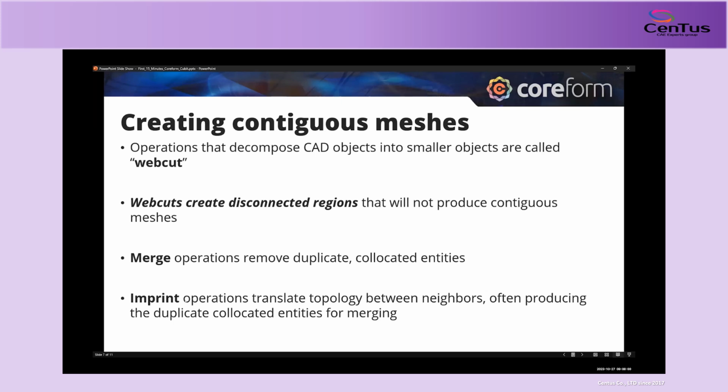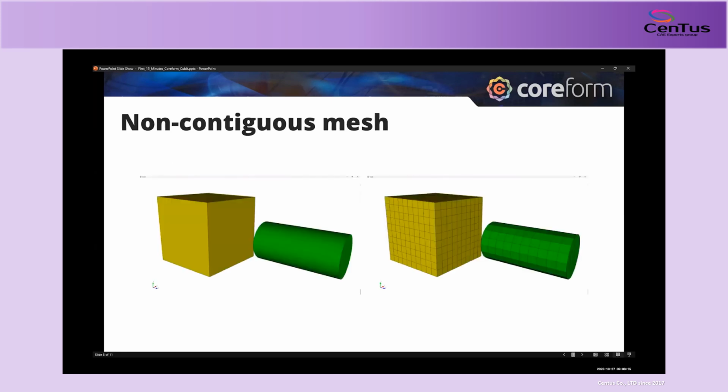And oftentimes that means we need to apply an imprint operation to, say, two volumes to translate their topologies to each other, so that you have those duplicate entities that you can then merge. So just to show that in action, here are two entities. I've pulled them apart so you can see that there's clearly a different mesh on the cylinder than there is on the yellow. I produced these after I cut what had been one volume into these two volumes.